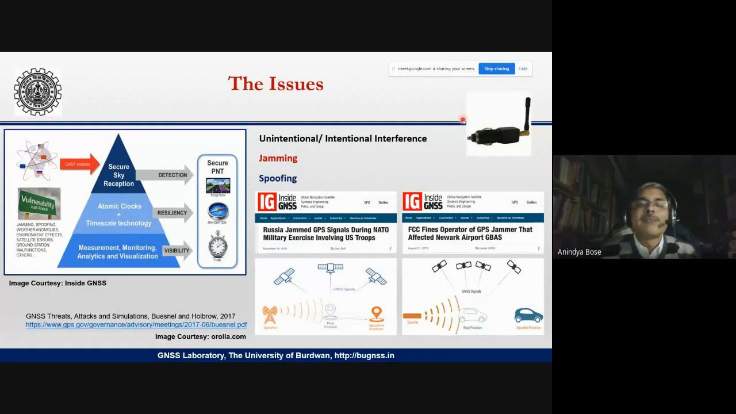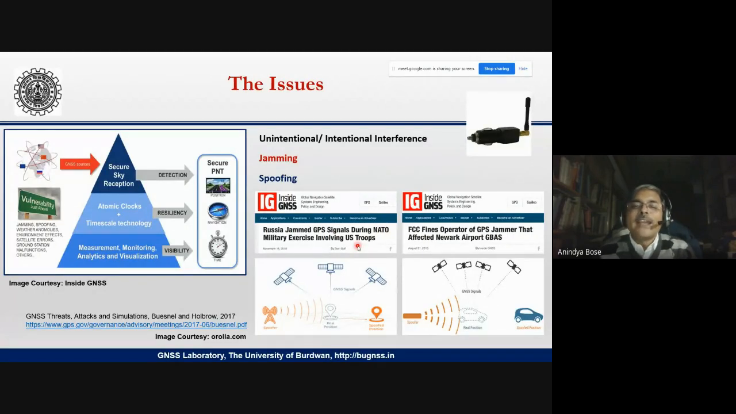And you will get no solution. At the same time, another problem is spoofing. Suppose I'm walking in Bardhaman, but somebody is transmitting a GPS-like signal which my receiver picks up and shows that no, I'm not in Bardhaman, I'm at Kolkata. That type of problem is called spoofing. Spoofing is fully intentional, but jamming may or may not be intentional.